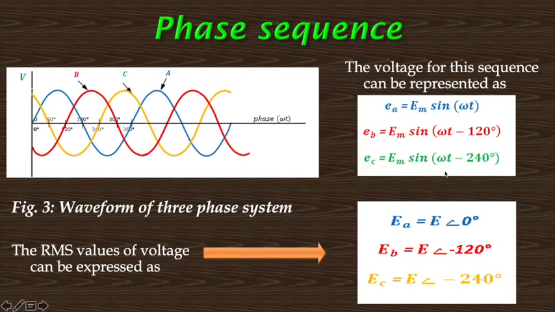Then draw EC. When omega t is 0, what is the value? Sine of minus 240, so the magnitude of EC is positive. Then draw this point. When omega t is 60, EC is 0. Then draw this 0, then this maximum point. At 240, this is 0. Then draw the EC curve. So first is EA, then EB, then EC.